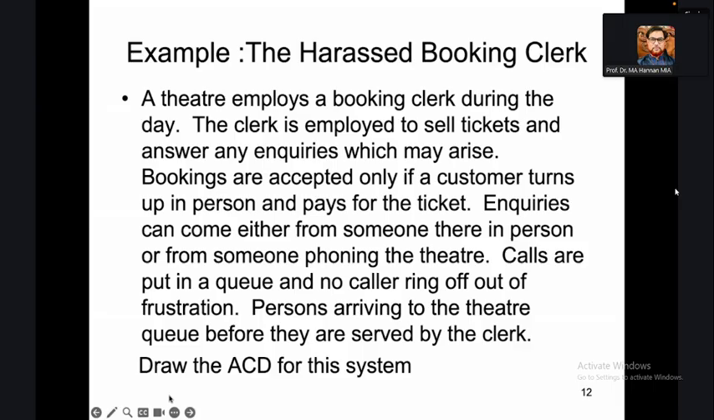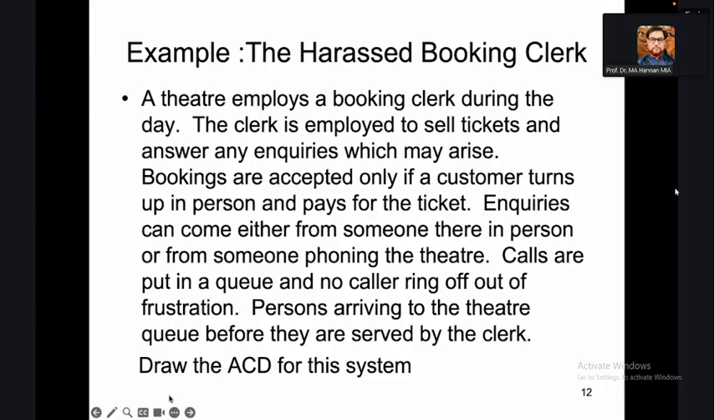Persons arriving at the theater queue before they are served by the clerk. Draw ACD for the system. So ACD means activity cycle diagram.